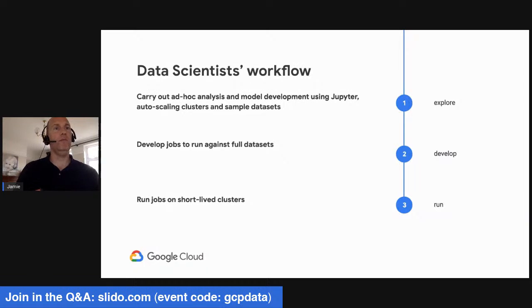On doing that, they develop jobs to run against full data sets, and then we encourage them to run those jobs on the short-lived clusters that we talked about before. So we have auto-scaled clusters for ad hoc analysis and building the jobs that they need to do. When it comes time to productionize those jobs, we encourage them to run those jobs on short-lived clusters.